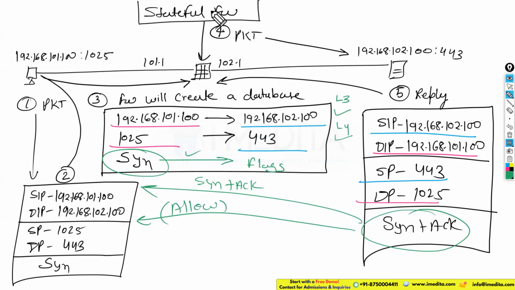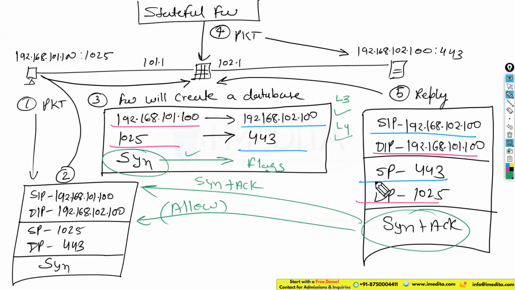So this is the job of a stateful firewall. When a stateful firewall receives a packet, it will create a database. After creating the database, the firewall will forward the packet to the destination. When the reply comes, the reply will be matched with its database table. If matching, traffic is allowed, otherwise denied.